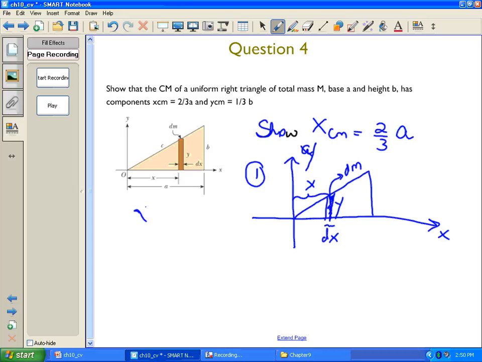We remind ourselves that to get the center of mass, we need the integral of x dm, and the x's run from 0 to a, right? From 0 to a. And so in other words, we're summing all the rectangles from x equals 0 all the way to x equals a, divided by the integral from 0 to a of dm.